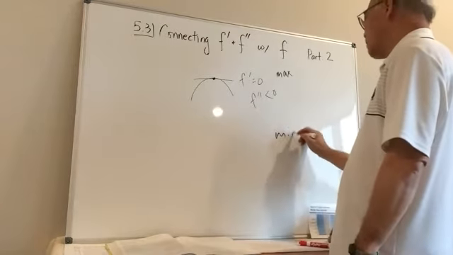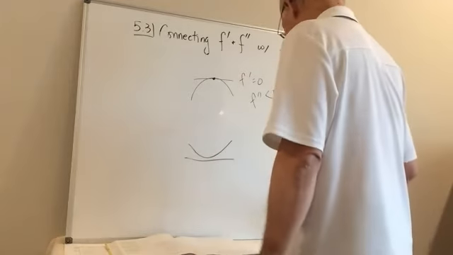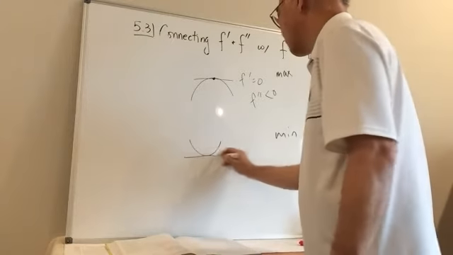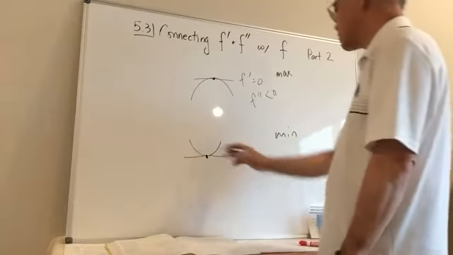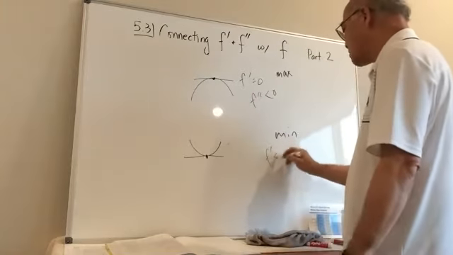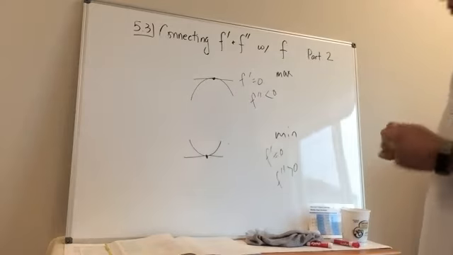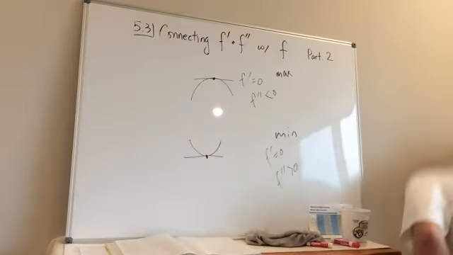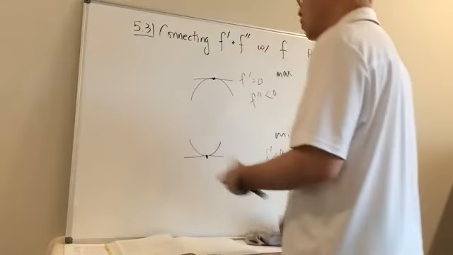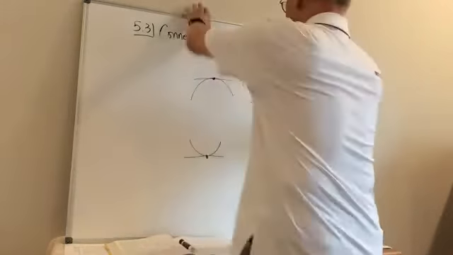To have a local min would be the exact opposite. I'm going to have a situation where f prime is equal to 0 at this point, but also I'm going to be concave up. So f prime is equal to 0 and f double prime is greater than 0. This is the second derivative test that we can use to find local max and local min. If you go to the top of page 217, that is written down there.